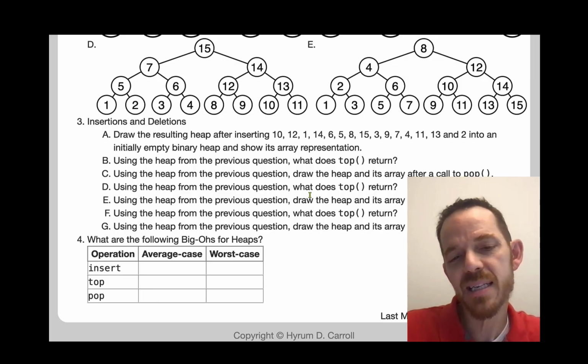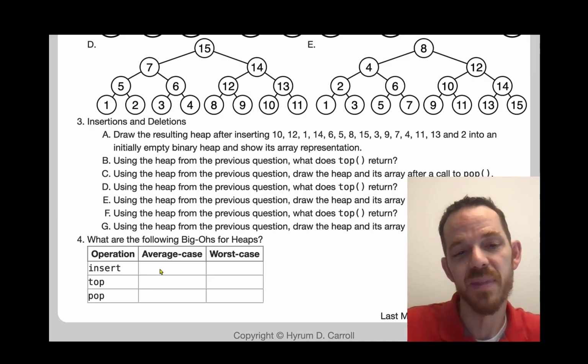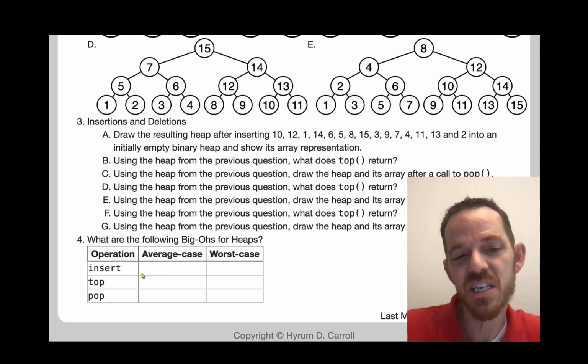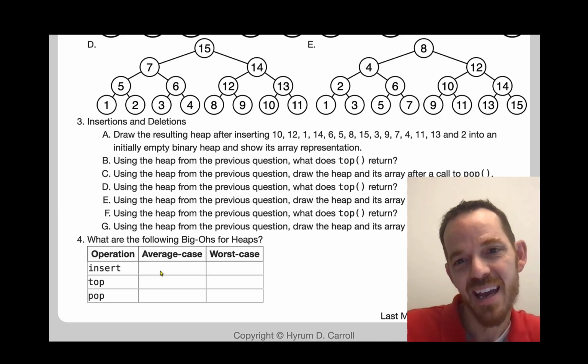Lastly for today's exercises is what I consider a gem. The big O for heaps is very interesting, especially the average case for insert. It still just thrills me how that works and what it is. It's really cool. So make sure you understand that, because it's just so cool.